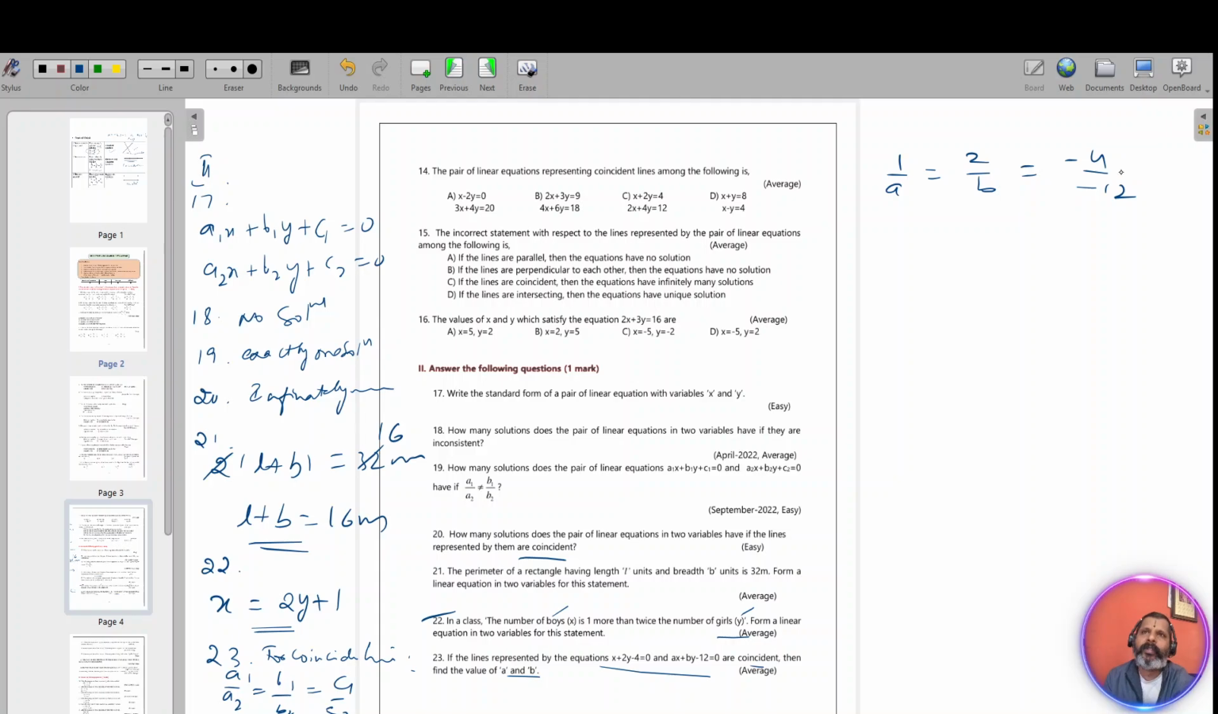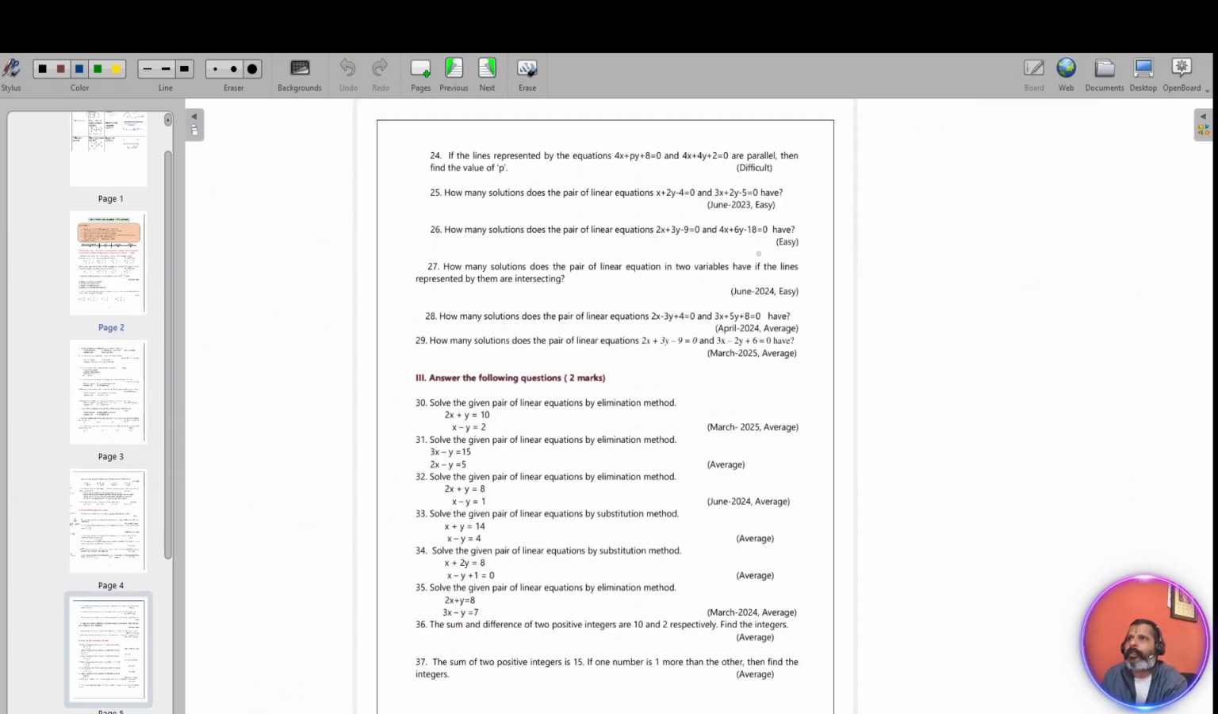So this becomes 1 by 3. Minus cancels, right? So what is A here? On comparing the first and third, A becomes 3. What is B here? B becomes 2 into 3 is 6. Okay. For perimeter, 2 of L plus B is 32. You can write, but make sure you cancel 2 and 32. You get L plus B is 16.